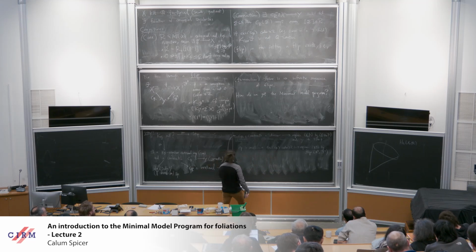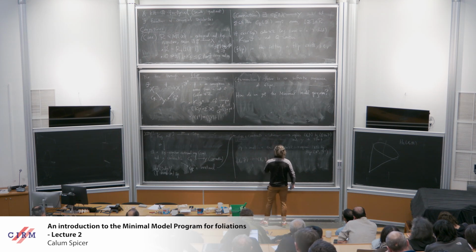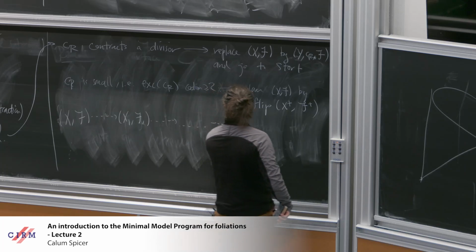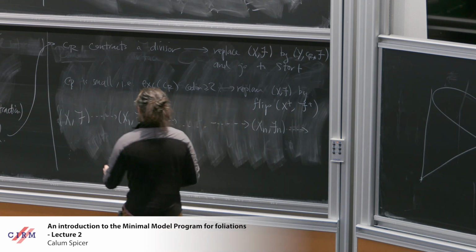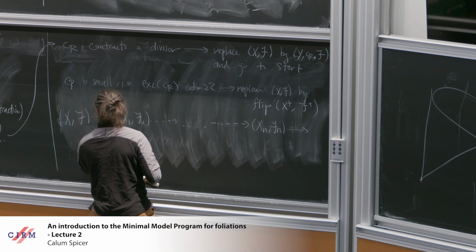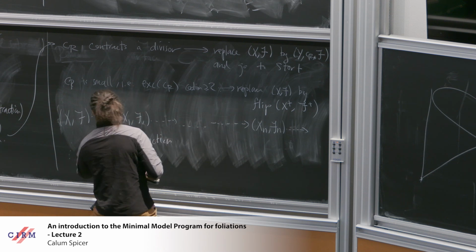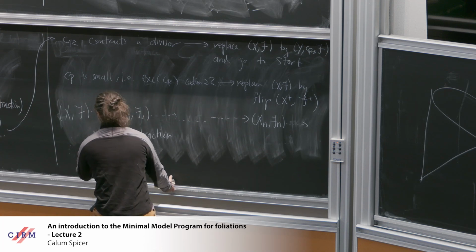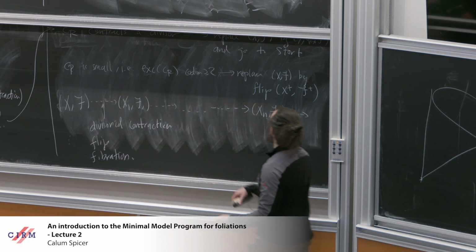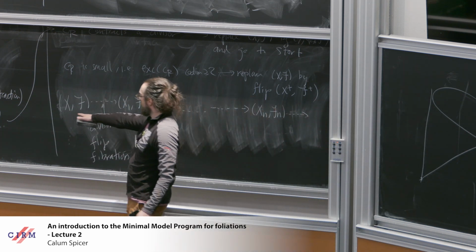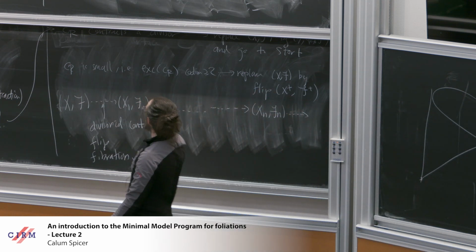So what we get is some sequence: (X, F), (X1, F1), and so on, up to (Xn, Fn), such that each of these arrows is either a divisorial contraction, so it's contracting a divisor, a flip, or a fibration. And so this is what the minimal model program is. It's producing this possibly infinite sequence of new varieties, all linked to one another by one of these rules.